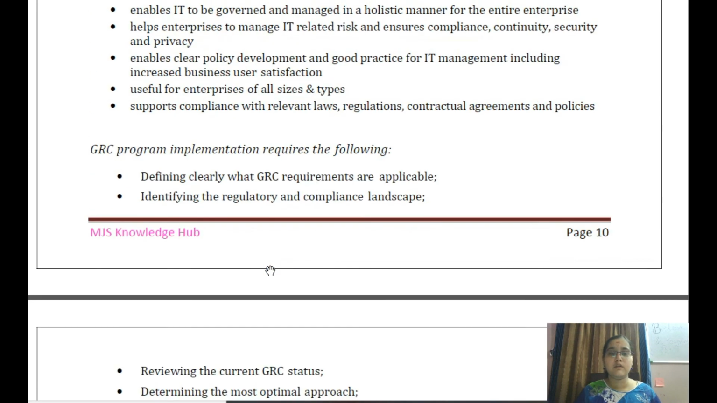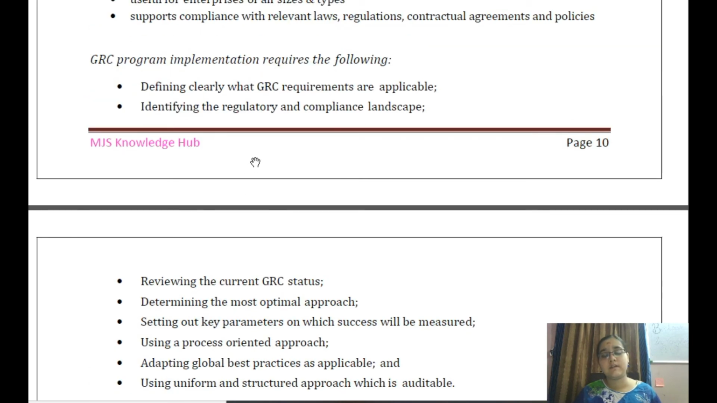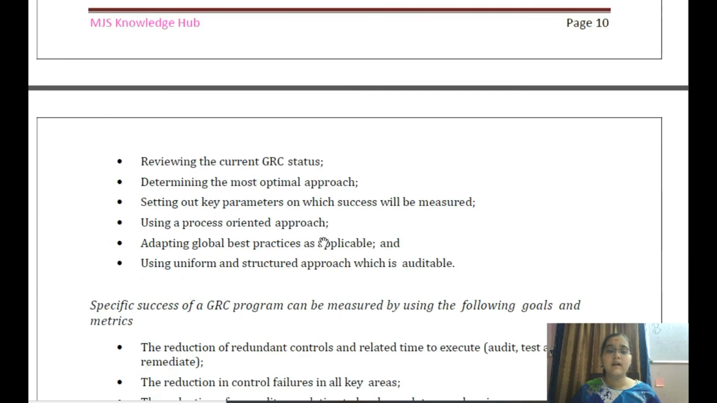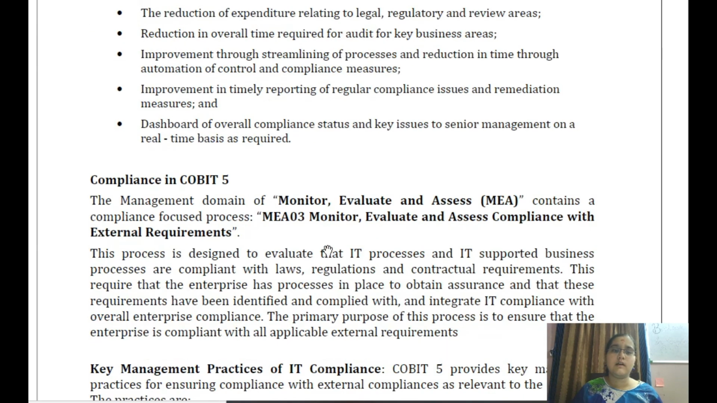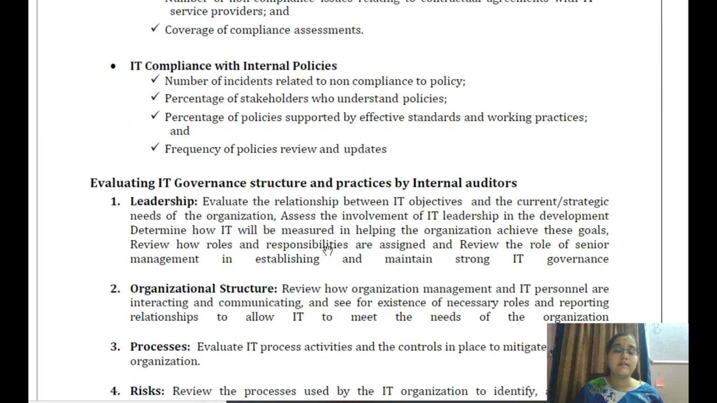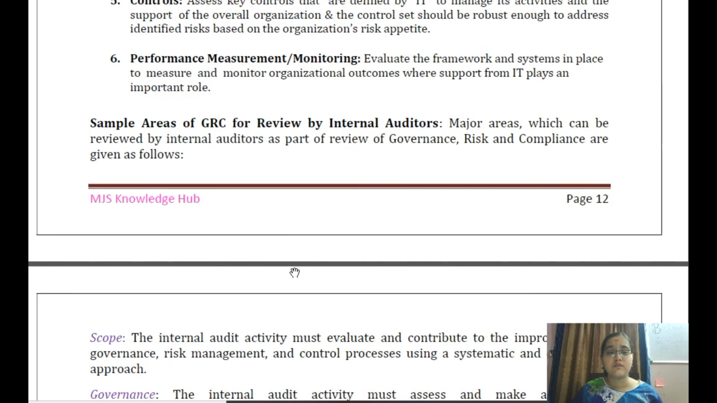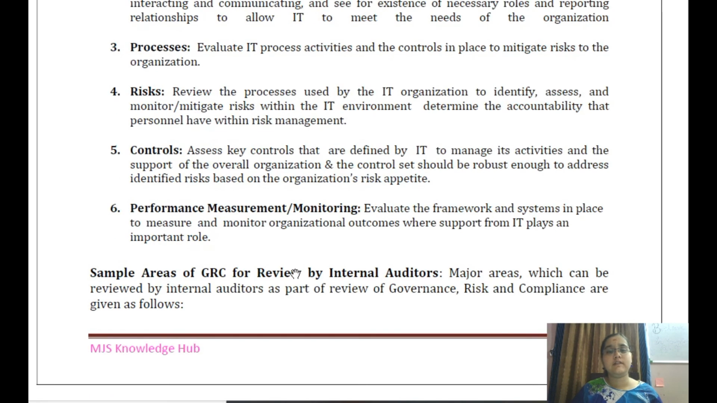In the next upcoming video, we will see the COBIT 5 best practices for GRC, meaning governance, risk and compliance. We'll be seeing the governance risk compliance program using COBIT 5, and then we'll proceed to understanding the compliance requirements of COBIT 5, and again we'll try to evaluate the IT governance structure and practices by the internal auditor, and also the last area, we'll be seeing sample areas of GRC for review by the internal auditor. So completing these 4 topics in the next video, chapter 1 will be completed.